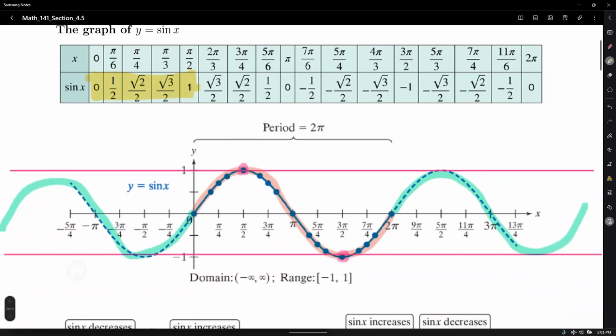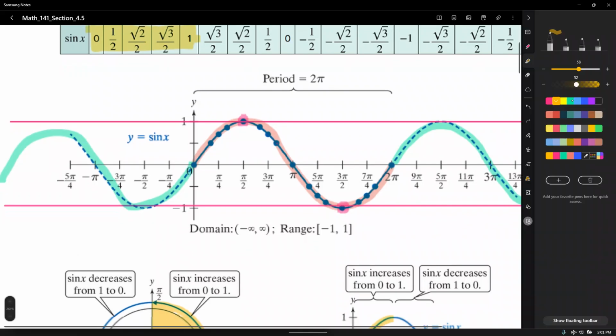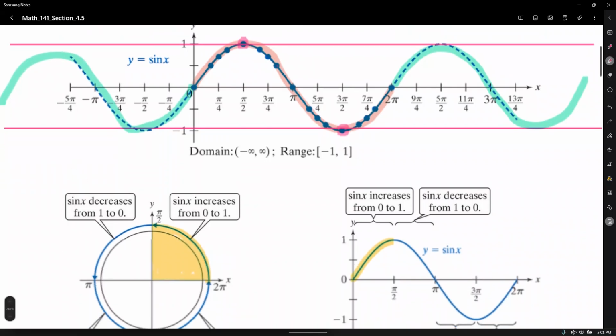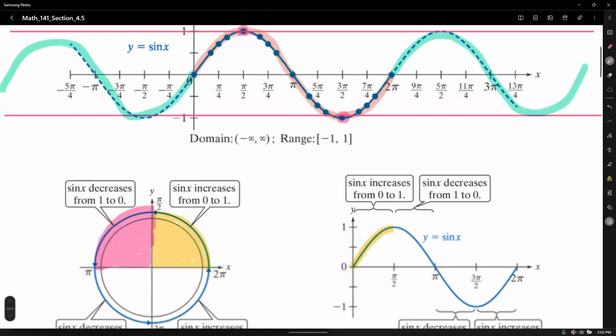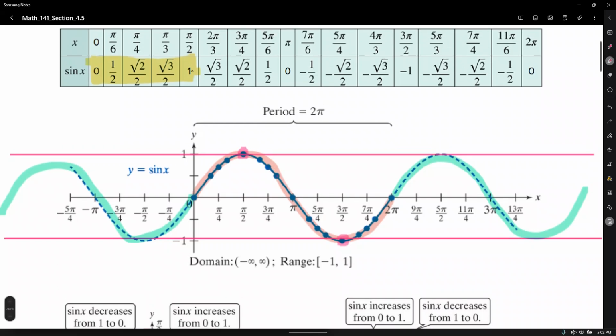There we go. Okay. And then number 2, we use a red for number 2. Between pi over 2 and pi, the values of the sine function decrease from 1 back to 0. And we can see that right here in the table, the values go between 1 and 0. They decrease.